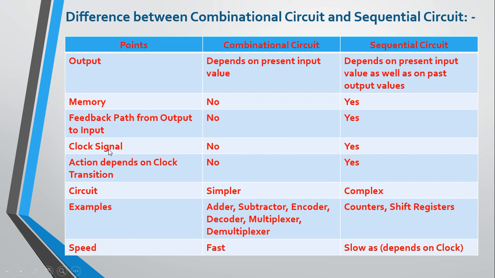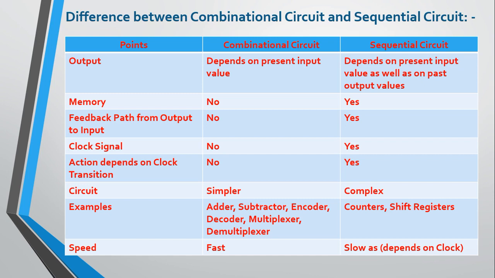Next is called clock signal. Naturally we have clock pulse and clock transition, right? That is available with the sequential circuit, whereas in the combinational circuit there is no such concept like clock, right? In the block diagram of sequential circuit only we have used clock, right? And clock is responsible to perform actions like clock transition, right? So timer will be there in a sequential circuit, but it is not there in the combinational circuit.